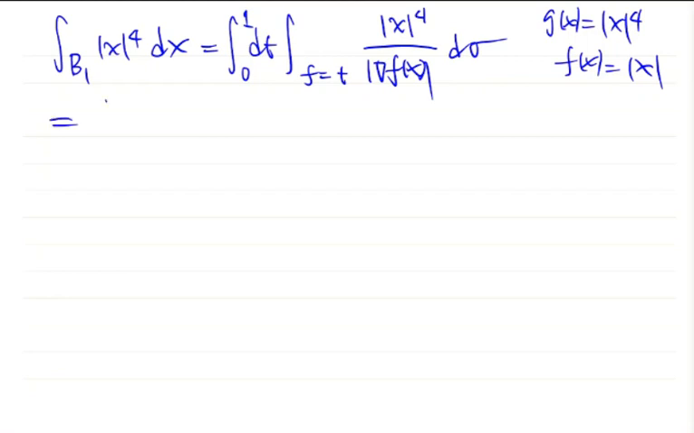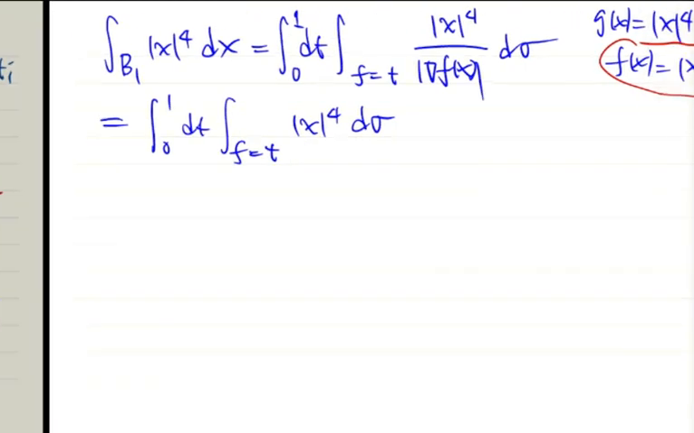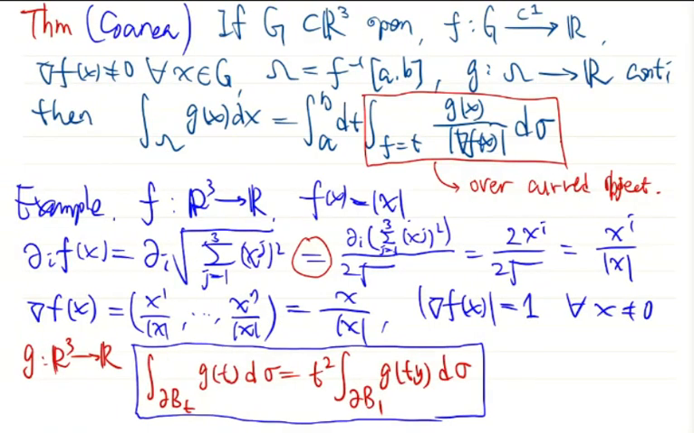So this is the integral from 0 to 1 dt, f equal to t, the norm of x to the power 4 dσ. But f(x) is the norm of x. We have two methods to compute this. We can either use the result in the quiz here. Using this result, an integral over a sphere of radius t can be transformed into an integral over the unit sphere, with a t squared here, and also a t in the variable.